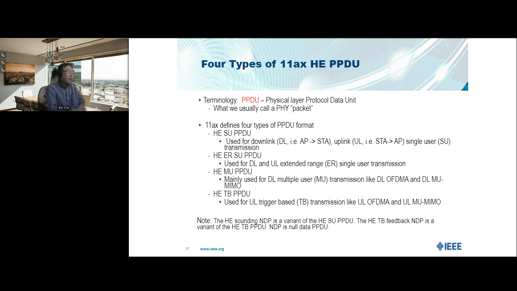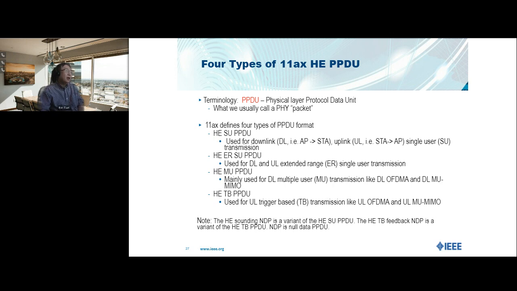11ax defines 4 types of PPDUs. The first one is called HE SU PPDU. You can probably guess the SU here stands for single user. It's mostly used for downlink and uplink single user transmission. The second PPDU is called HE ER SU PPDU. ER means extended range, single user PPDU. This PPDU was enhanced just for extended range.